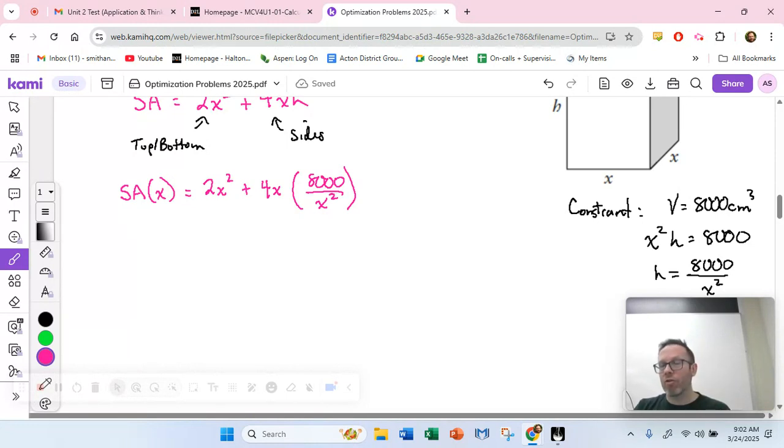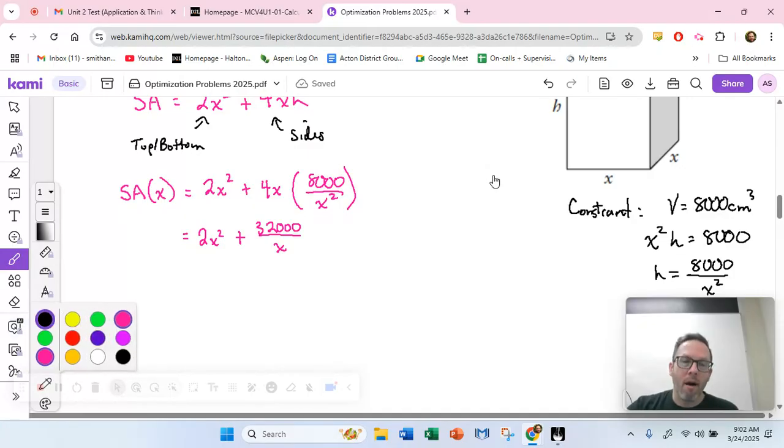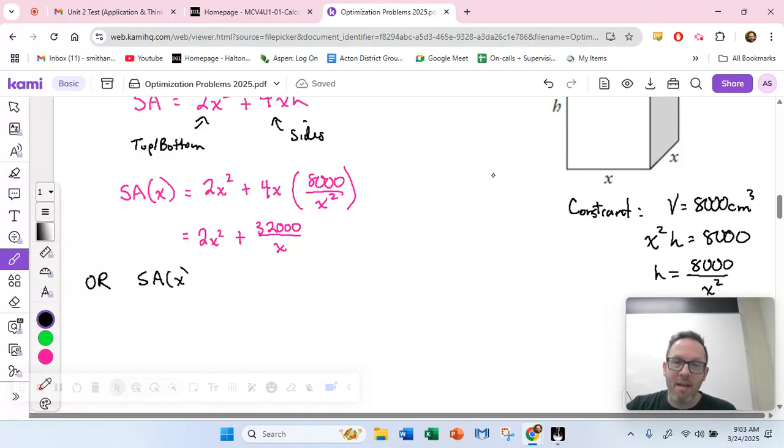Now, this one's actually not too bad to differentiate and solve. We're not going to find the derivative right now. We can do a bit of cleaning up first. So let's do that. The 2x squared term is fine, but 4 times 8,000 is 32,000. And x over x squared, we can write that as 32,000 divided by x. And I would even suggest, to make it easier to find the derivative, let's just write that as a power, 32,000 times x to the power of -1. That'll make finding the derivative a lot easier, in my opinion.